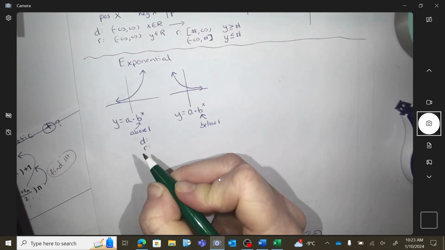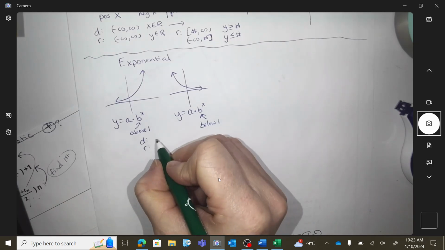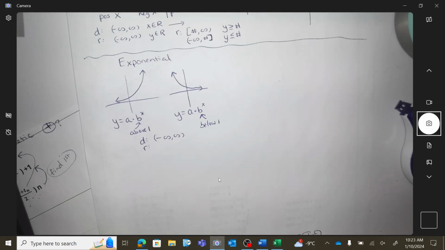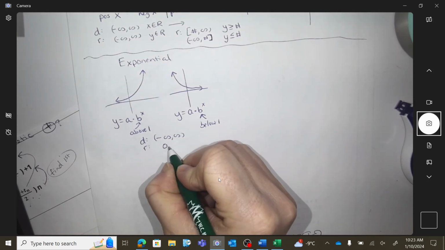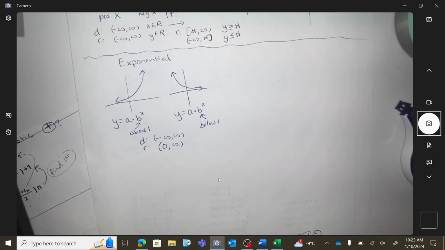What do you know about domain and range of exponentials? Domain is the forever. You're going left and right. But range is going to be round bracket 0, because you're never going to hit that 0.